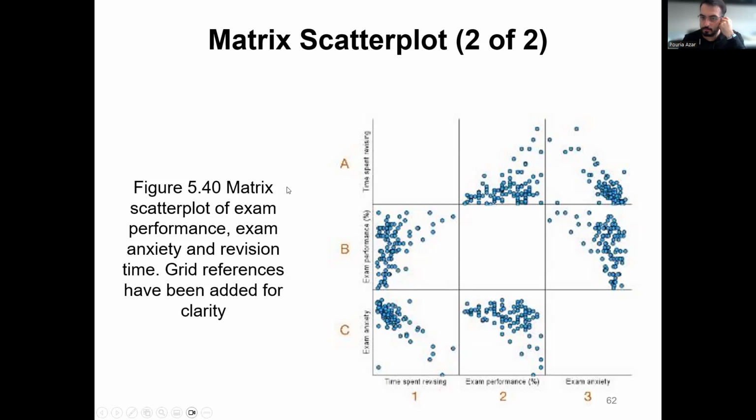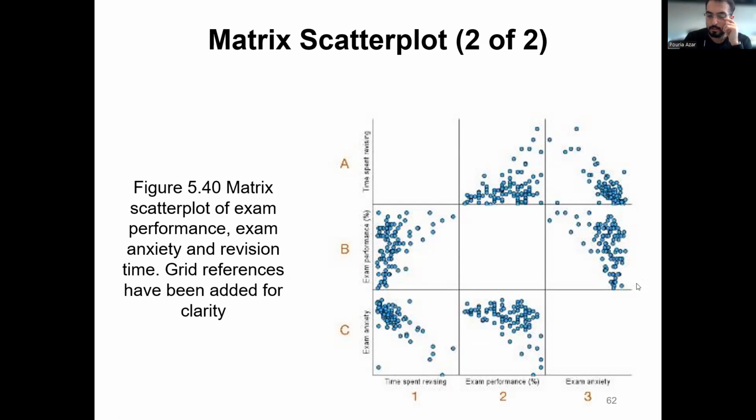But whenever I compare exam performance, column 2, to time spent revising, row A, I can see different data points here, and I can interpret this. My y-axis is time spent revising, my x-axis is exam performance. Whenever time spent revising is increasing, exam performance is also increasing, so there is a positive correlation here. But I cannot fully interpret this because I don't see any p-value or significance level. I cannot say there is a significant correlation between time spent revising and exam performance. I need more data in order to interpret this as a reader.